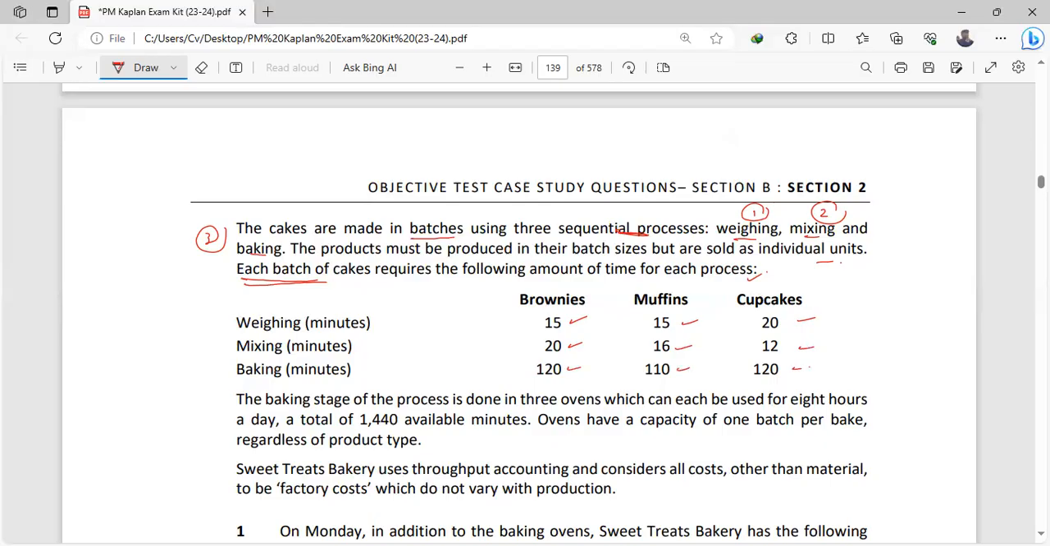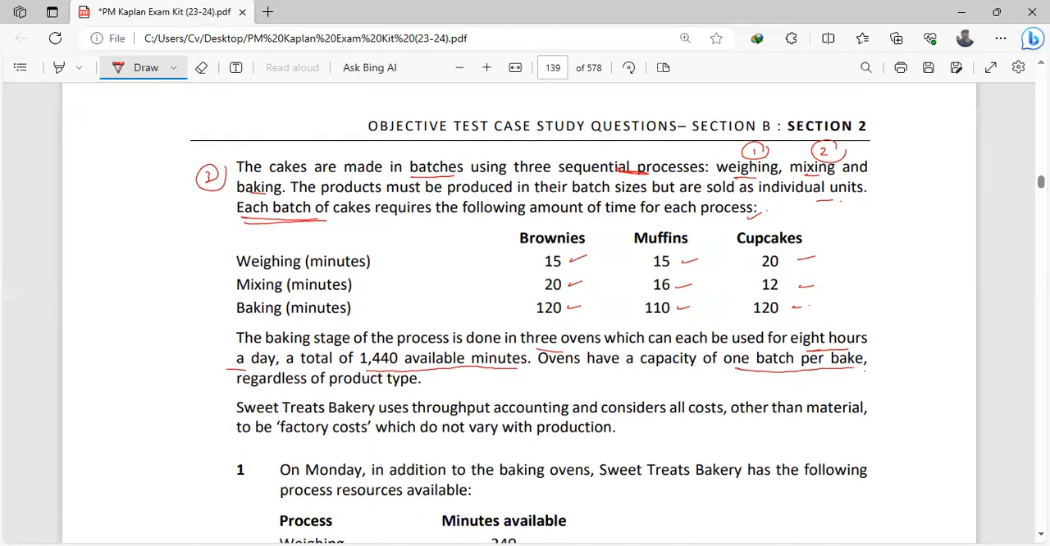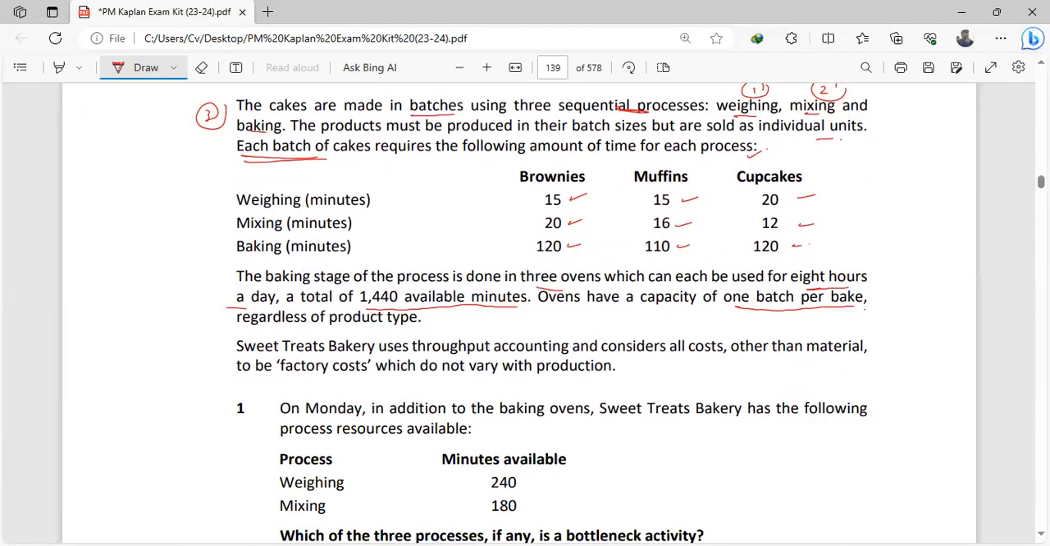The baking stage of the process is done in 3 ovens, which can be used for 8 hours a day. A total of 1440 minutes are available. So we know that 1440 in total and 8 hours. Each oven has a capacity of one batch per bake, regardless of product type. Sweet Treats Bakery uses throughput accounting and considers all costs other than material to be factory costs which do not vary with the level of production. As we all know, as per throughput accounting, only material is the variable cost, the rest of the costs are fixed costs.